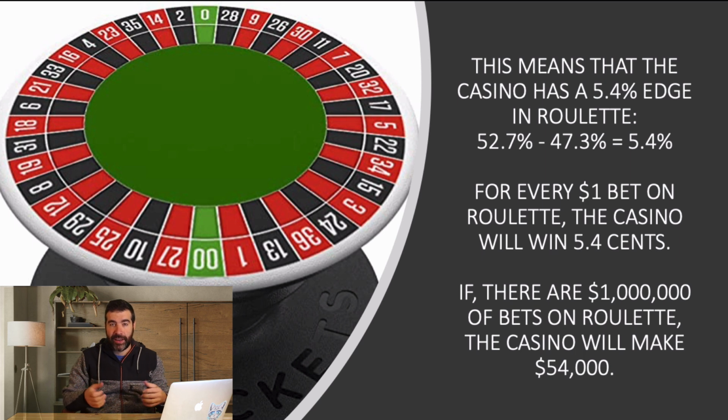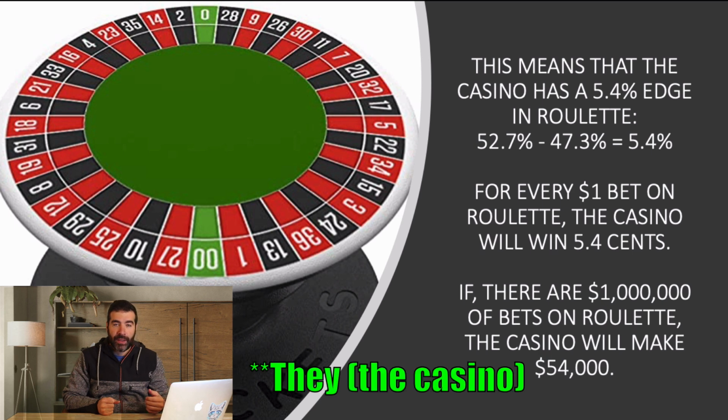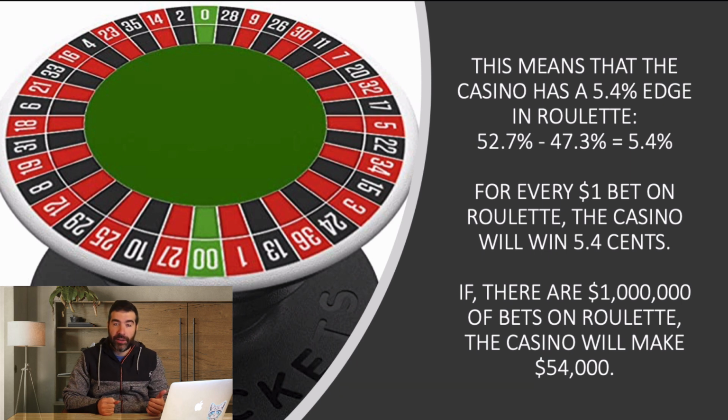That's calculated by taking their 52.7% probability less your 47.3% probability, which gives the sum of 5.4%. So every time that a person makes a bet on the roulette, they have a 5.4% edge. That means for every dollar bet on the roulette, the casino would make 5.4 cents or 5 cents. Doesn't sound like a lot, but if there's $1 million of bets, which there likely is in the casino, maybe in a quarter or who knows, depending how big the casino is, in $1 million of bets, the casino would make $54,000.